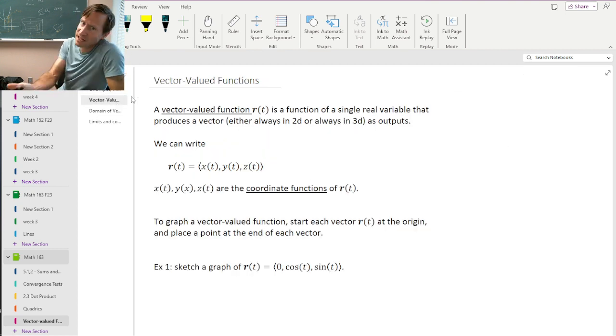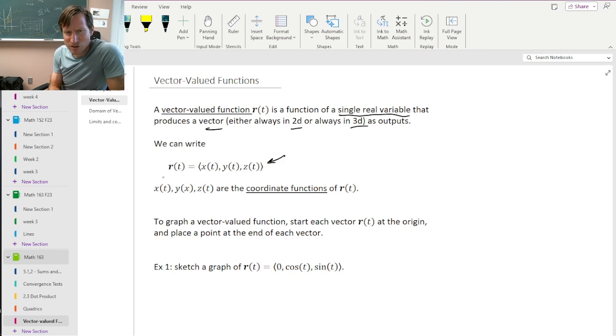This is called a vector-valued function because the values of the function are vectors. Okay, so a vector-valued function is a function of a single real variable that produces a vector, and for us it's always going to be a 2D vector or a 3D vector. It produces a vector as its output, and we'll write it like this.